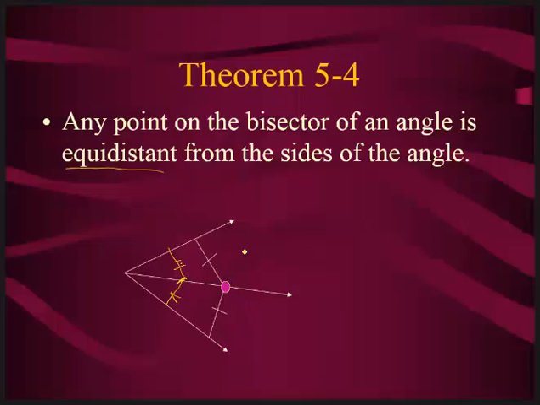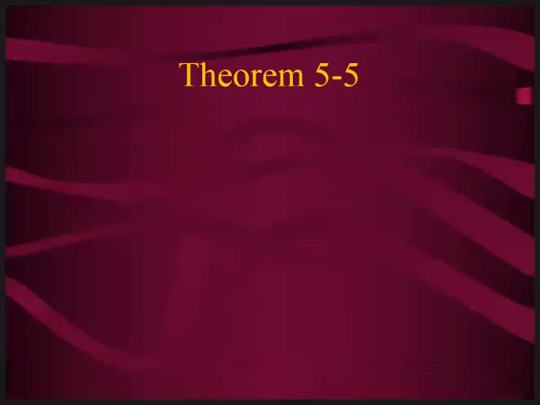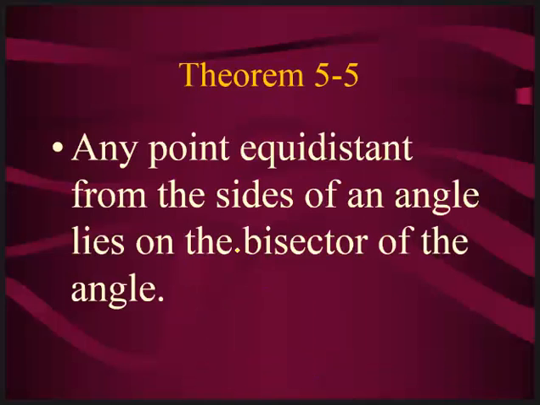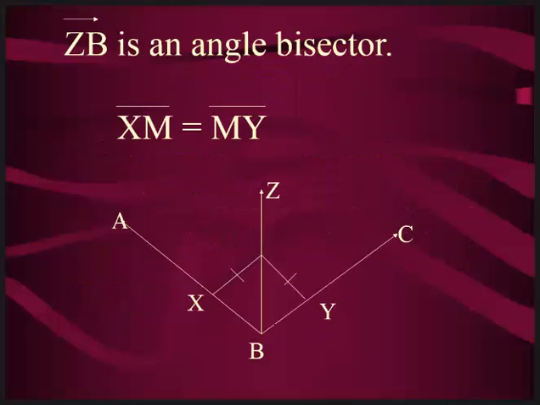So again, by knowing these relationships, I can find missing parts. So these 2 segments could be set equal to each other. These 2 segments could be set equal to each other as well. And then the opposite is true. Any point that's equidistant from the side of an angle is going to be on an angle bisector. So we're saying the same thing just backwards.